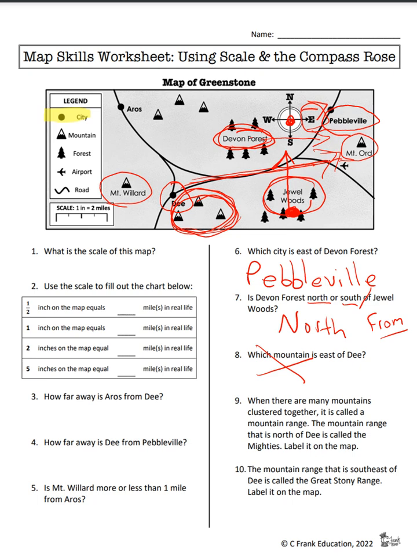Finally, when there are many mountains clustered together, it is called a mountain range. The mountain range that is north of D is called the Mighties. Label it on the map. Well, here's D. North of D, that means I go north. That's these mountains. So these are the Mighties. That's a fun one. I like those kind of questions.